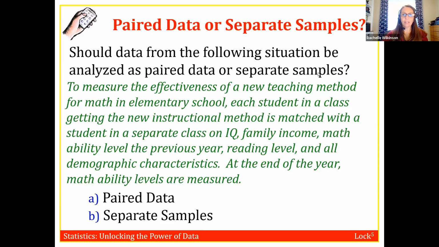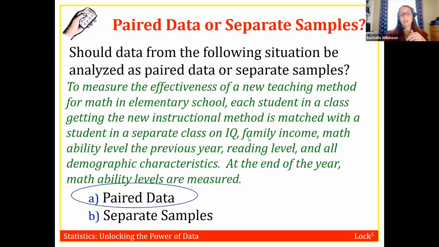All right, we did pretty good here. 73% of you got the correct answer, which is paired data. So this one's paired data because we specifically are matching these kids up with somebody who's as close to them as possible. So we've got this kid getting the new instructional method, and then we found somebody not getting that method that was similar on everything we could possibly think of.